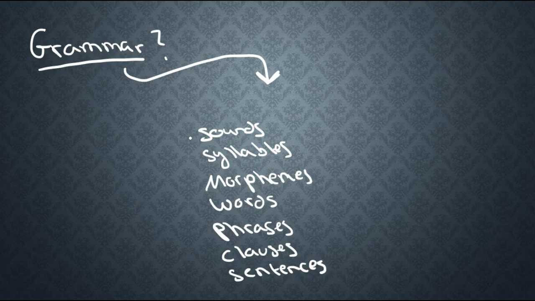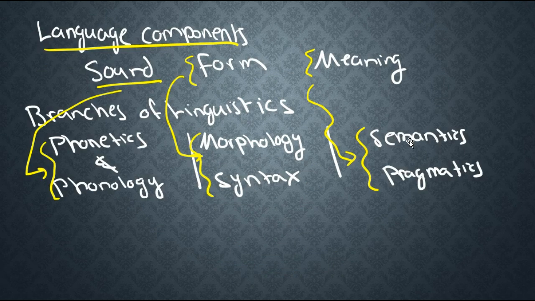So within this grammar, we said, of course, that something like sounds and syllables will be studied by phonetics and phonology. Something like morphemes and words would be studied with morphology. And then phrases, clauses, and sentences would be studied by syntax. Okay, but we also mentioned, if you recall, that semantics was part of this, and pragmatics. All these things which were part of meaning.